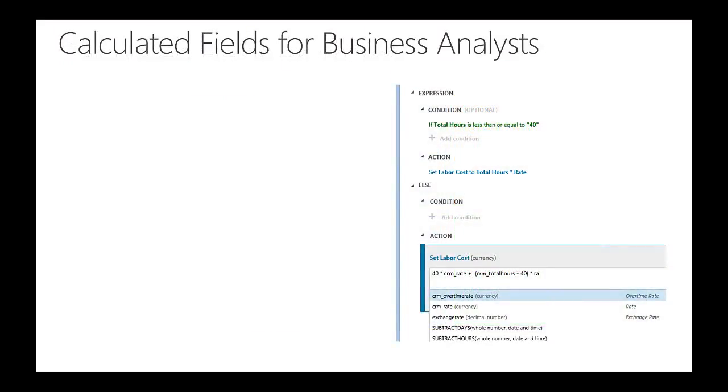So this is the follow-up on activity by the specified number of days based on priority. If we talk about calculated fields for business analysts, on the right hand side here you can see my example. On this one we have the condition: if total hours is less than or equal to 40, then the action would be to set the cost of labor times the rate. There's no else condition. You can see the action at the bottom there with the overtime rate as well for the set labor cost.